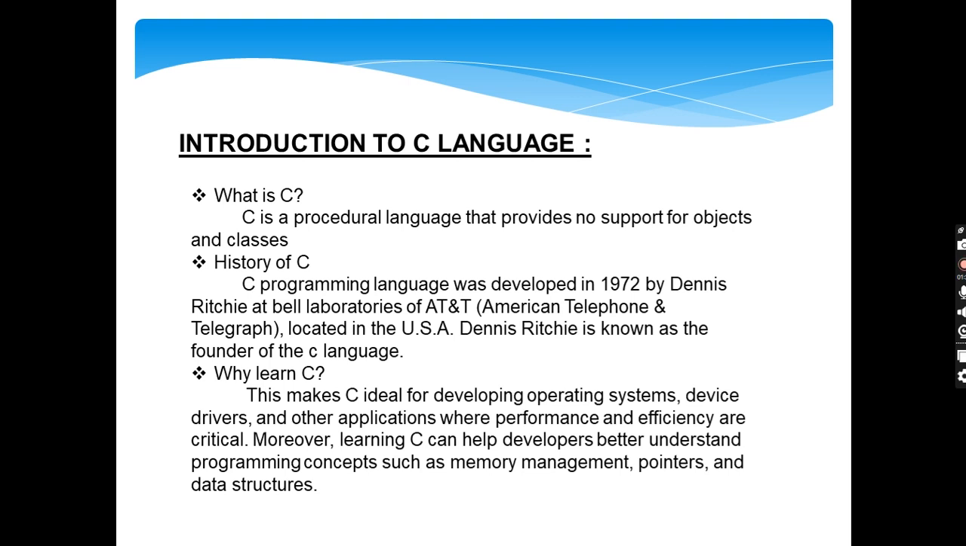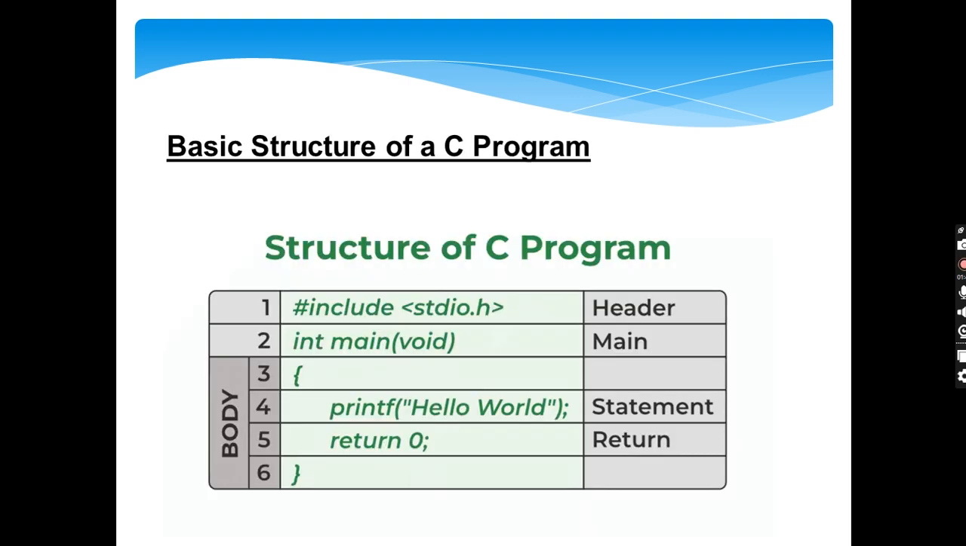Why do we have to learn C? This makes C ideal for developing operating systems, device drivers and other applications where performance and efficiency are critical. Moreover, learning C can help developers better understand programming concepts such as memory management, pointers and data structures.